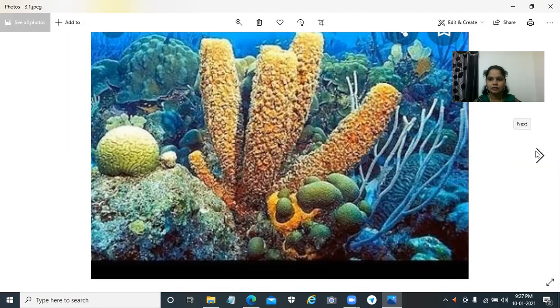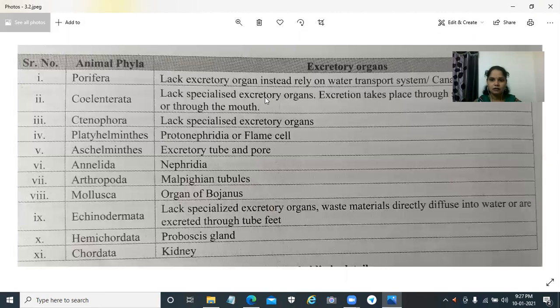Like that, the classification of different kinds of organisms and their different excretory organs. Look at this, Porifera. They lack an excretory organ, and that's why they have a canal system like the spongocoel. Through the spongocoel, they excrete the water through the osculum. Now the coelenterates, also called Cnidaria, lack a specialized excretory organ.